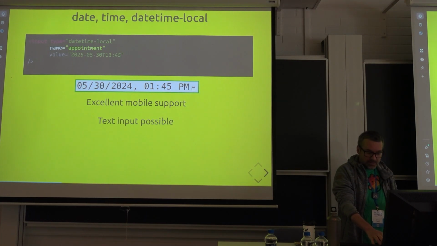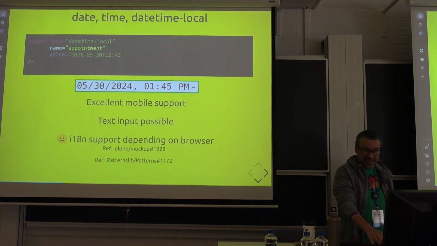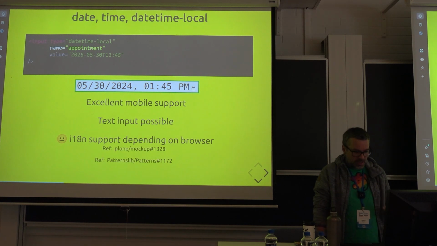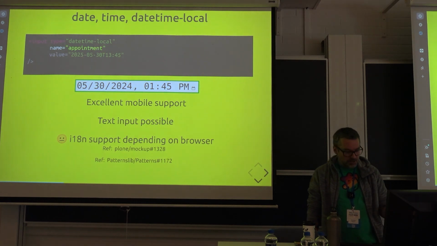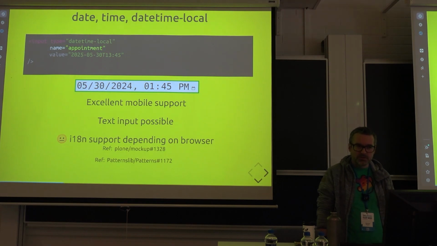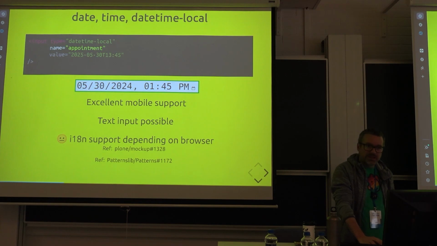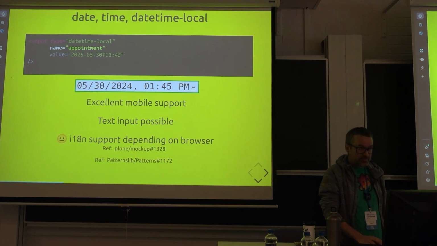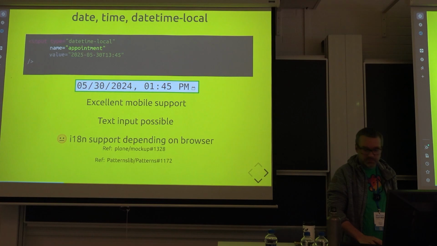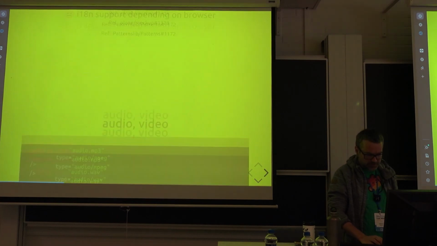Then you also have a text input here. That's a positive thing. And the i18n support is actually a bit lacking. So we had in mockup an issue that the Basque language was not available, I think in Firefox, or was it Chrome? I don't know anymore. But for that, you did not have any translated widgets. And you cannot do much about that. If that is lacking, you basically need to use a JavaScript widget for that.